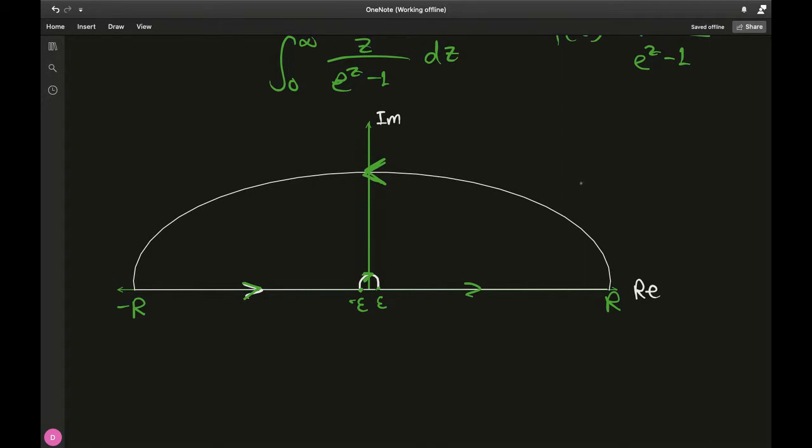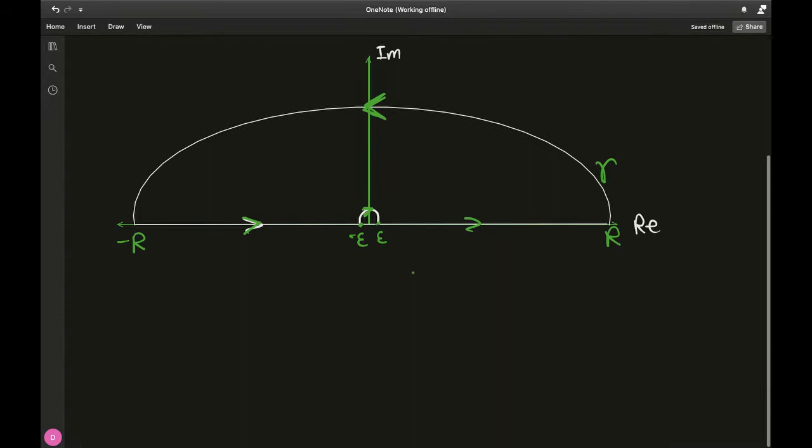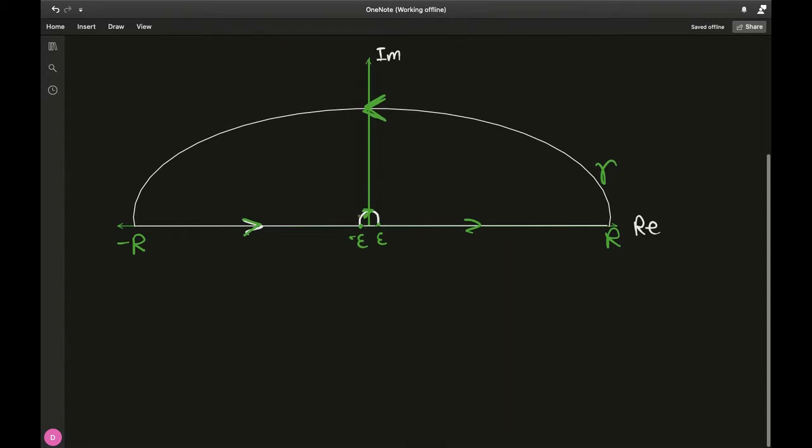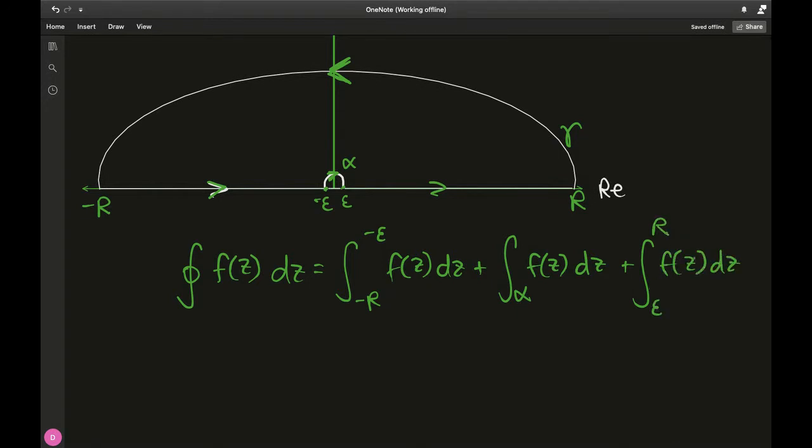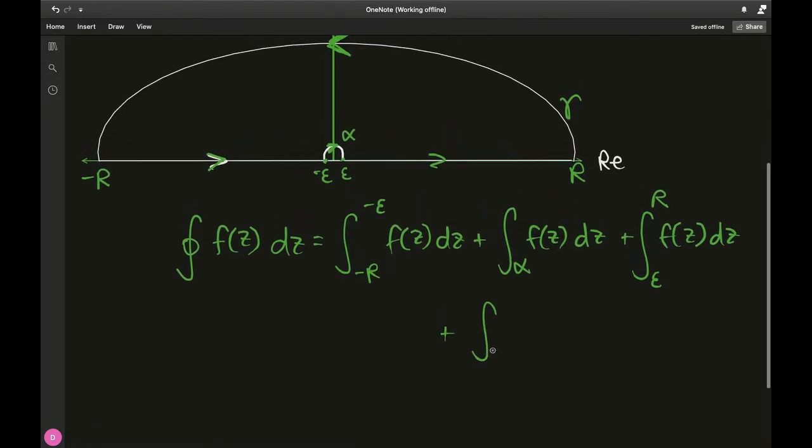So I'm going to call this path gamma. And this path from negative epsilon to epsilon, I'm going to call that alpha. So our entire contour integral of f of z dz can be expressed as the integral from negative r to negative epsilon of f of z dz, plus the integral over alpha of f of z dz, plus the integral from epsilon to r of f of z dz, plus finally the integral over small gamma of f of z dz.